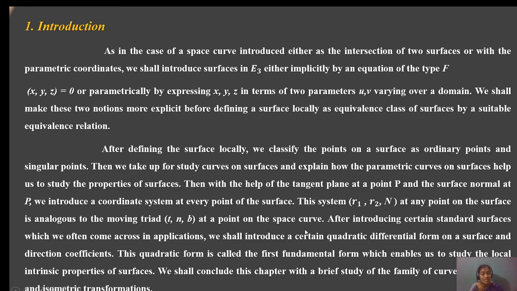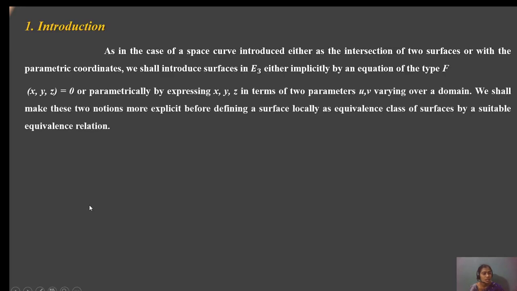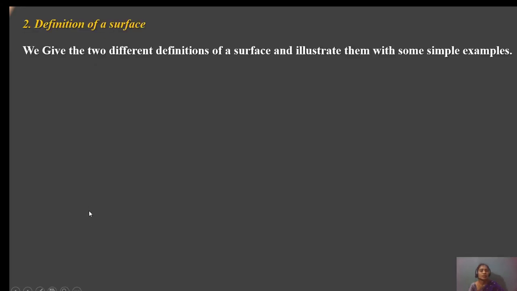After introducing some content of the quadratic form, the direction coefficient will be generated. This will be generated as a quadratic form and isometric information. This is the introduction part, showing the consideration of these points. Second point is the definition of a surface.